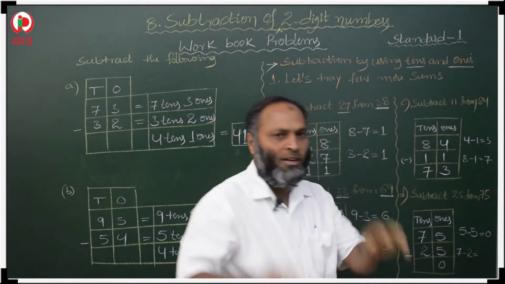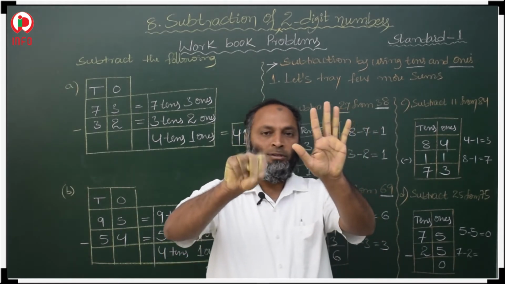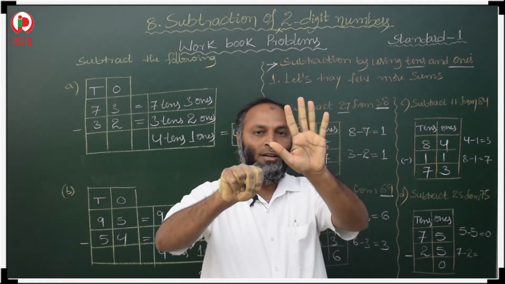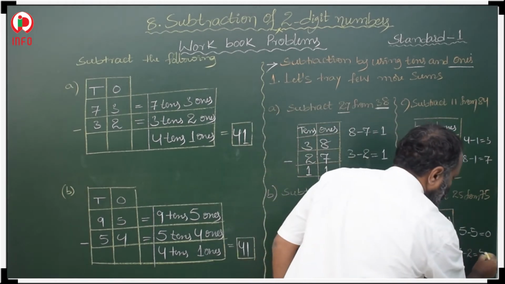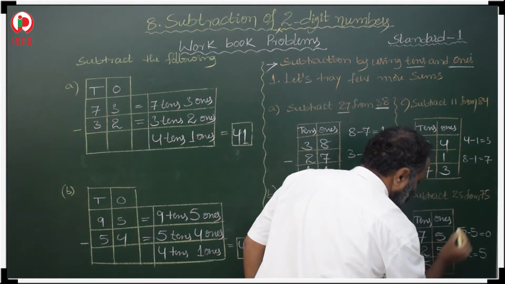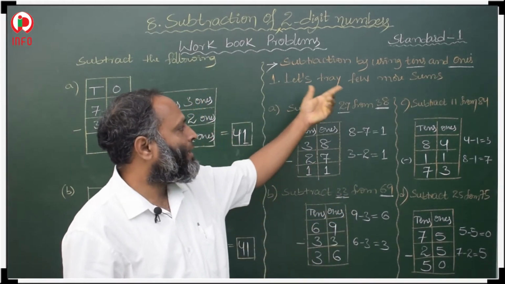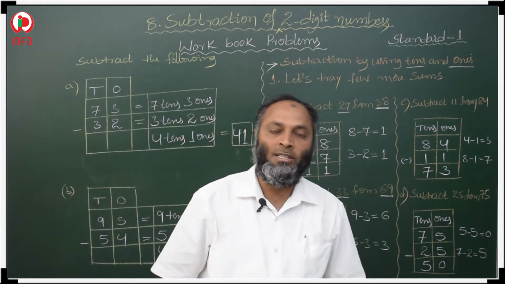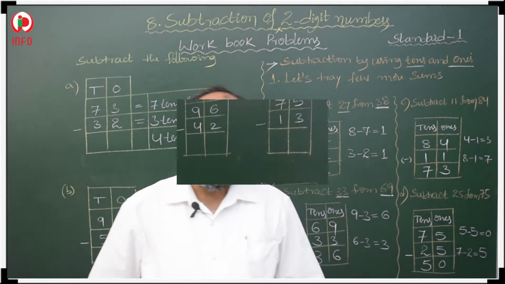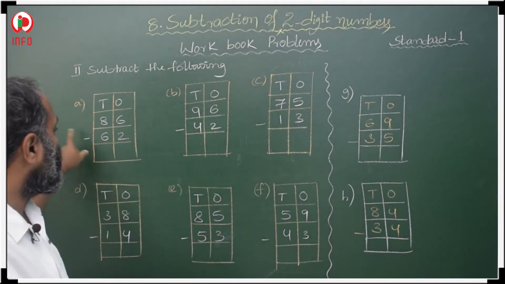First you open 7 fingers and close 2 fingers. Then 5 fingers are left. It means 5 in the tens place. The answer is 50. So, this is the method to use tens and ones. Using tens and ones we subtracted here. Now, the next one.